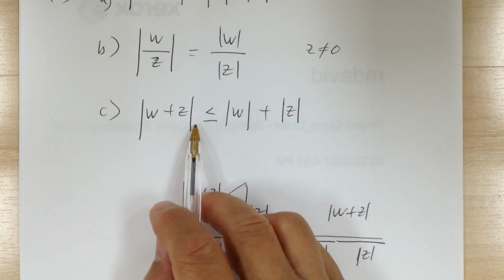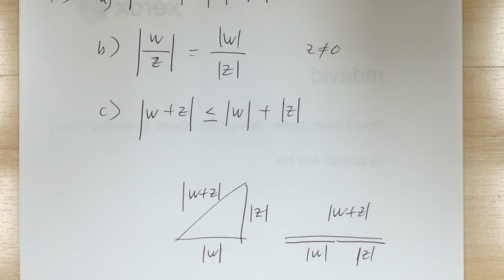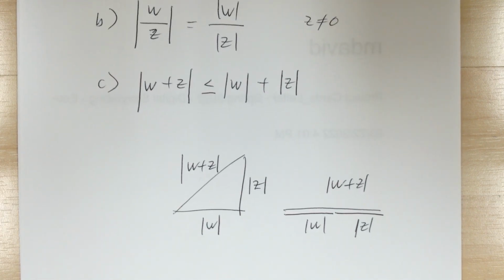Okay, again, this is called an inequality identity.